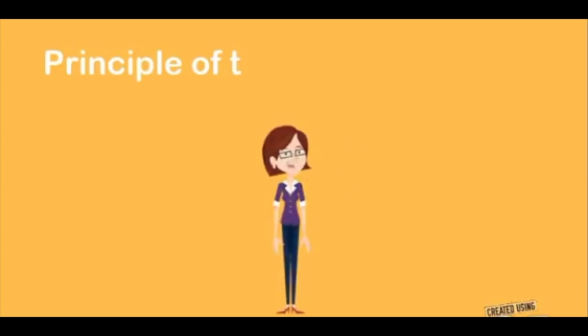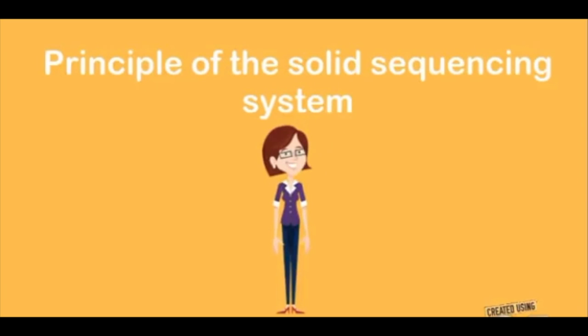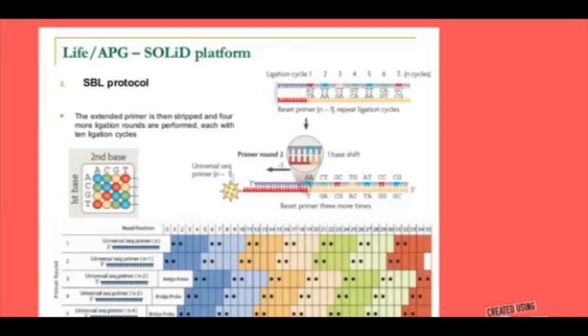Principle of the SOLiD sequencing system. From the sample to be sequenced, a library of DNA fragments is prepared by sonication or physical disruption, which will be used to prepare populations of clones in magnetic beads. The joint fragments carry a universal adapter sequence P1, so that the initial sequence of each fragment is known and identical.